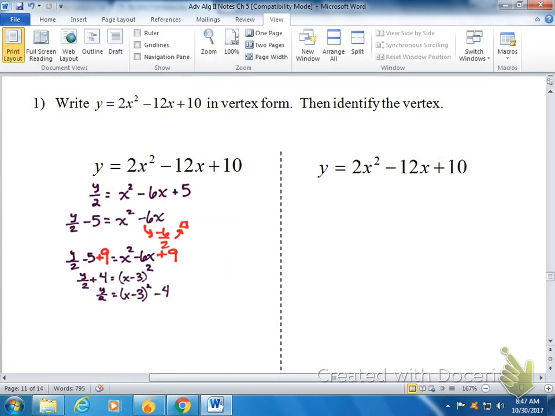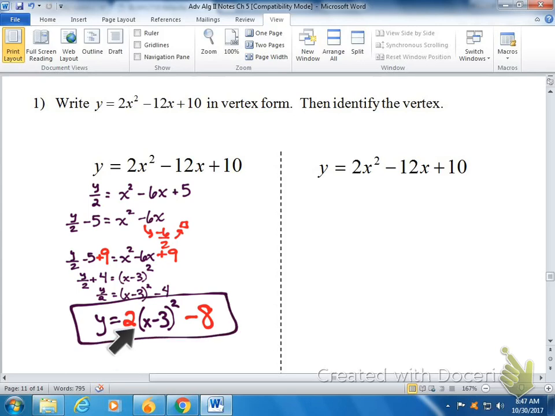I had to shrink my work in order to have some more room. So I'm going to multiply everything by 2. Now I have y equals 2 times the quantity x minus 3 squared minus 8. This is the answer for the vertex form. Then I'm going to make sure the vertex is the opposite of what's inside the parentheses, 3, and I'm going to keep what's in the k position as the y coordinate. The vertex is (3, -8).